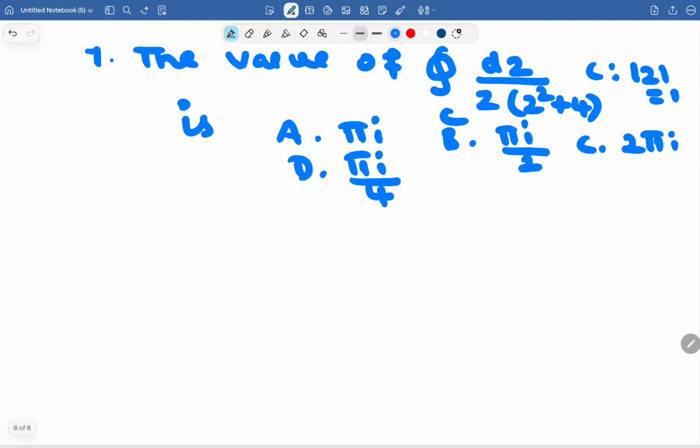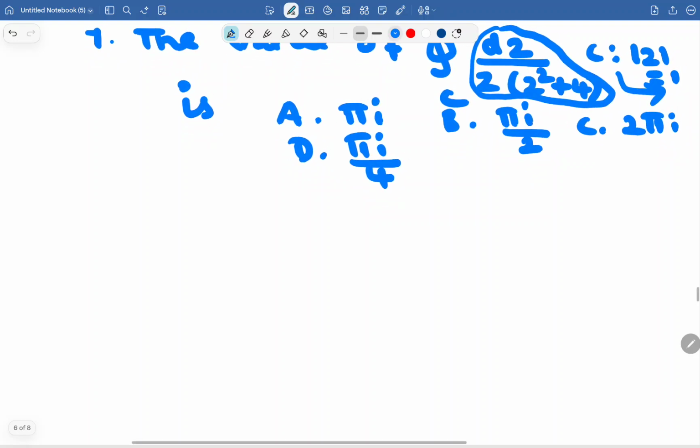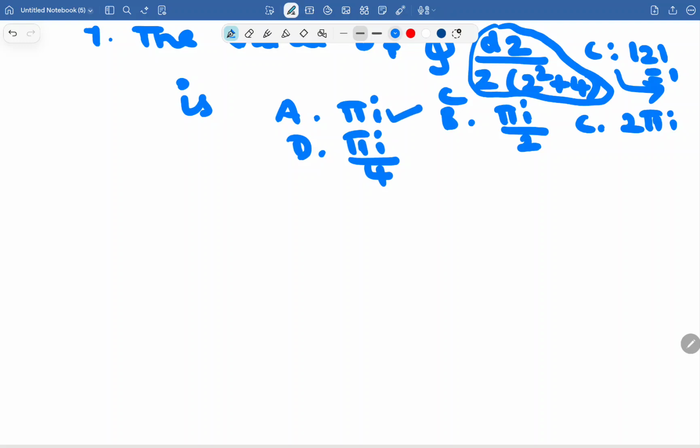We have to find the integral value of dz by z into z square plus 4, where C is the circle given as mod z equal to 1. Mod z equal to 1 means unit circle. Whether the first option pi I, second option pi I by 2, third one 2 pi I, last one pi I by 4. Solution. Here for this problem I am going to use Cauchy integral formula.